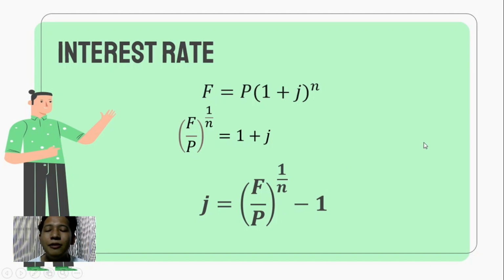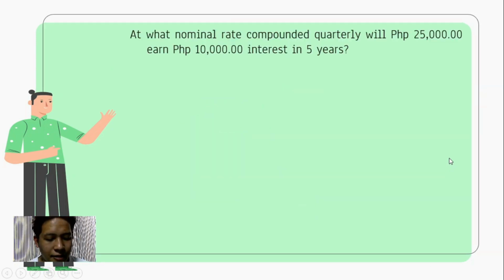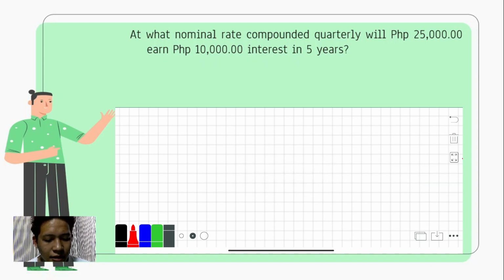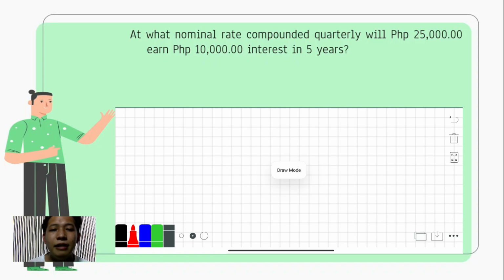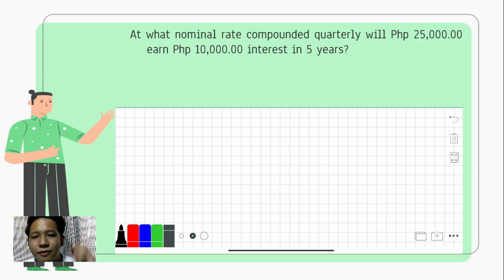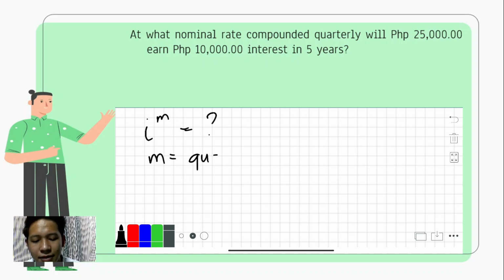So, we'll now use this formula in solving our last problem. So, suppose we have this problem. At what nominal rate compounded quarterly will 25,000 pesos earn 10,000 pesos interest in 5 years? So, first is for us to write the given. So, ang hinahanap natin is our nominal rate. Sabi dyan, compounded quarterly. Meaning to say, our frequency of conversion, sabi dyan, quarterly. So, M is equal to 4.